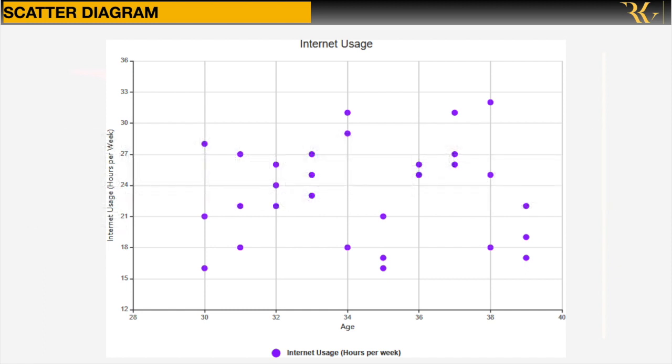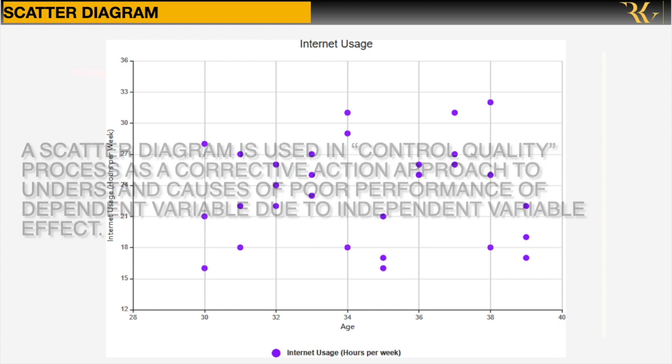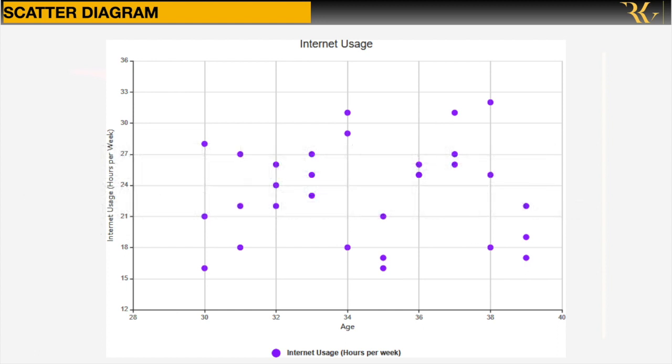A scatter diagram is used in the control quality process as a corrective action approach to understand the causes of poor performance of the dependent variable due to the independent variable's effect. To conclude, a scatter plot is a mechanism to understand the influence of the independent variable over the dependent variable.